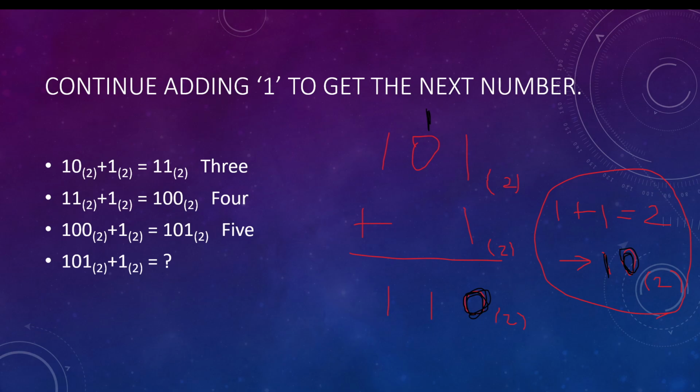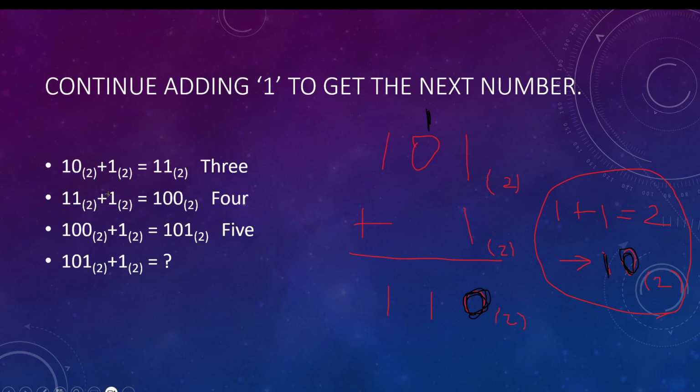All right, so here's an example. I just wrote this in the previous lecture, but you can continue to add 1 to get the next number. So if I want 3, I said 1, 0 is 2, right? So you add 1, 0 plus 1, that gives you 1, 1, which is 3. And then if you do 1, 1 plus 1, now let's think about what happens. That's important.